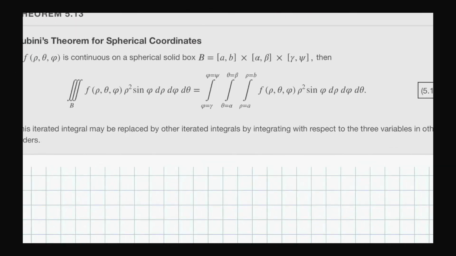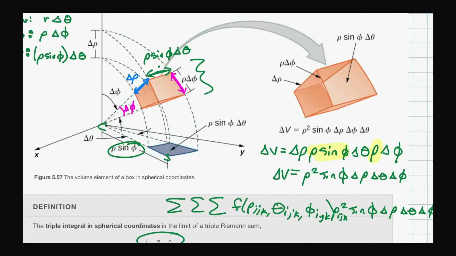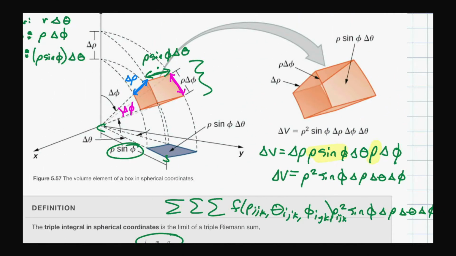So this is just saying, if you want to integrate a continuous function on a spherical box, again, spherical box means just all your limits are constants. If all your limits are constants, then the shape is something like this, right?